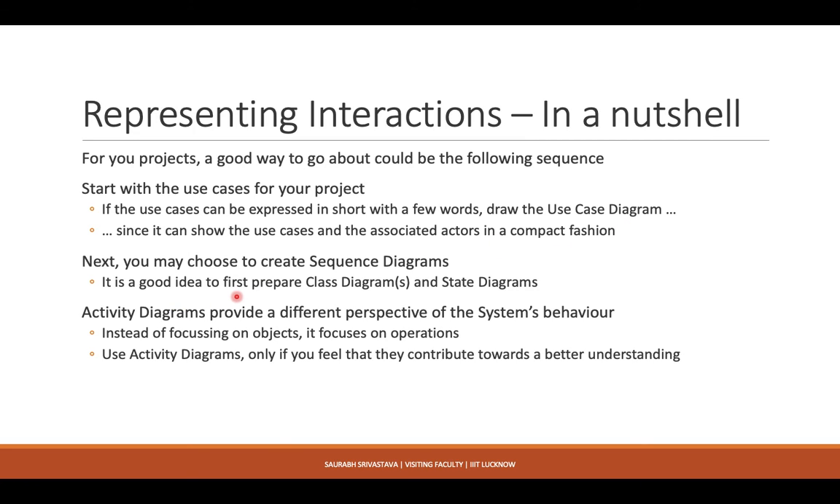Then maybe another thing to do would be to start with the class diagrams and the state diagrams, and then once you have these, it's not a bad idea to use a few sequence diagrams just to show how different interactions take place between the objects. And activity diagrams, you should only use them if you feel that the operations in your system are really more important than the entities, the objects. If you feel that is the case, then and only then should you go for using activity diagrams.